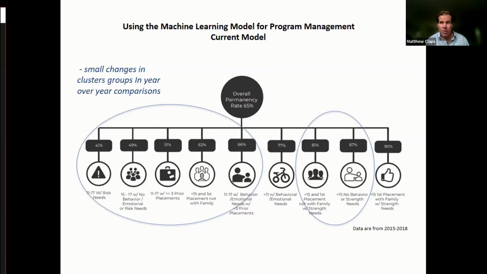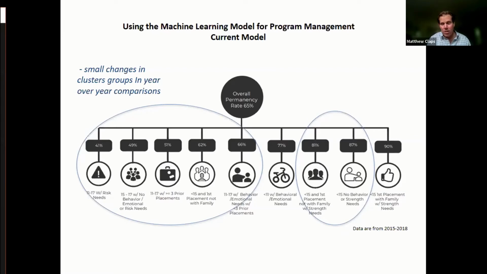And not surprisingly, when you look over on the far left-hand side where you see a 41% exit to permanency rate, these are youth who were clustered into generally older with identified risks from the CANs, so from the risk domain. Their exit to permanency rate was 41%. If you go to the other far side of this breakdown, you'll see that youth who were less than 15 years of age when they were removed and entered into foster care, but their foster care placements were actually court-ordered, non-licensed placements residing with family, their exit to legal permanency rate was 90%.